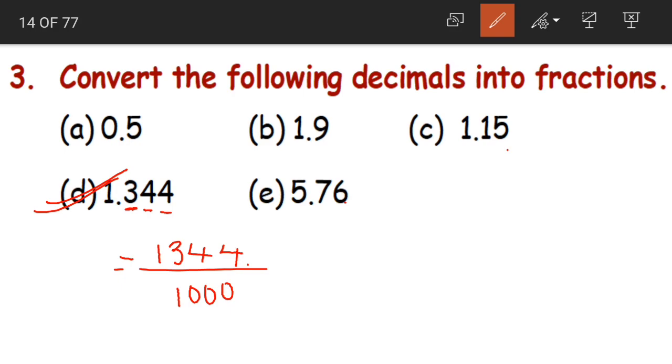1344 divided by 1000 is our answer. But this is not in its simplest form. Okay, what is this? This is not in its simplest form. If we observe both the given numbers, yes, both the numbers are divisible by 8. So we have to reduce them to their simplest forms.